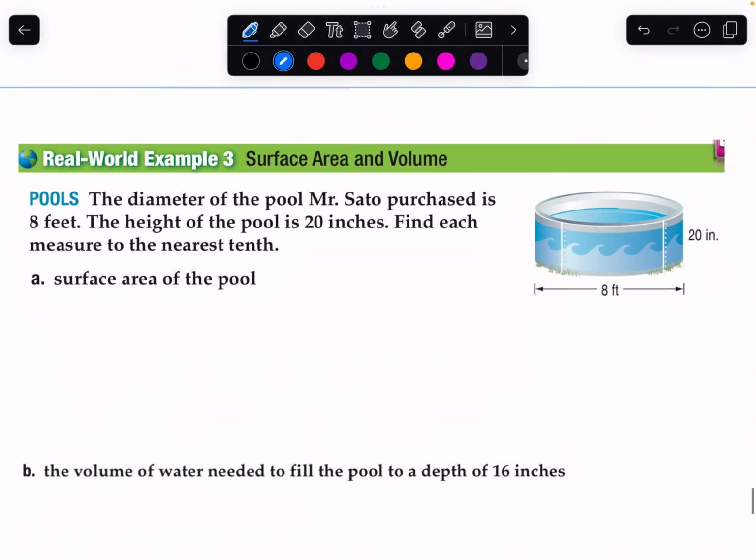All right. Example number 3. The diameter of the pool Mr. Sato purchased, excuse me, is 8 feet. The height of the pool is 20 inches. Find each measure to the nearest tenth. So we're going to the tenth.